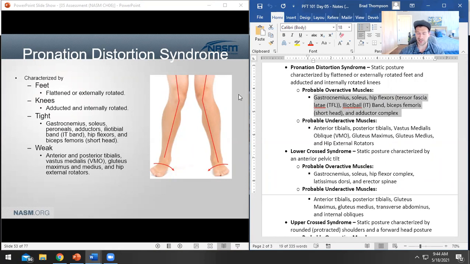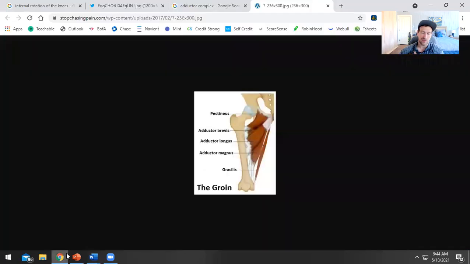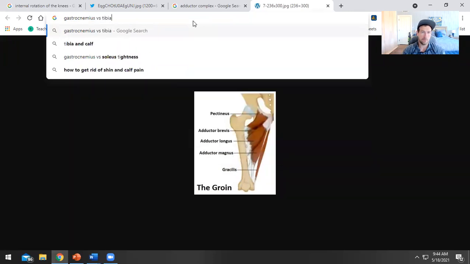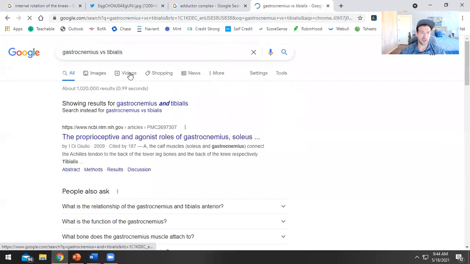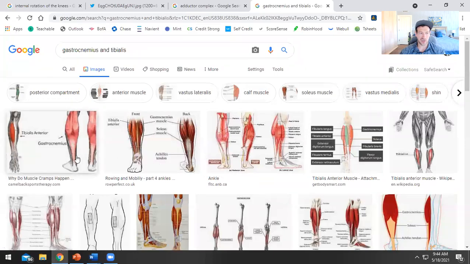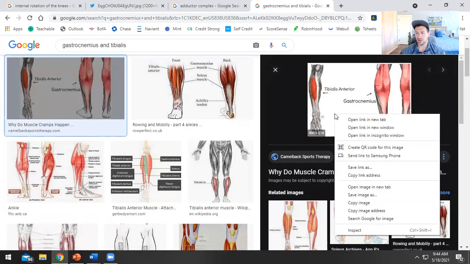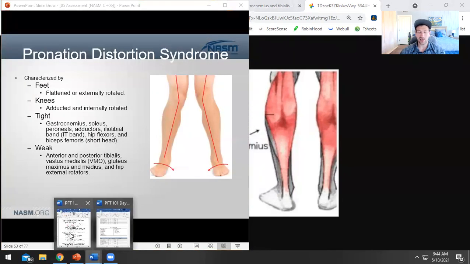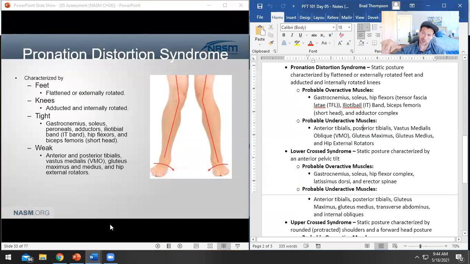Your probable underactive muscles in pronation distortion syndrome, for the most part, you can often just jump straight to the antagonist. A lot of times you can move from one side of the joint straight to the other. So for instance, if we look at your gastrocnemius, which is on the back of your calf, right? We jump straight to the other side of the bone, straight to the other side of the joint, and there's your anterior tibialis. So that is going to be one of our weakened muscles. This person is a little bit too good at pointing their toe away.